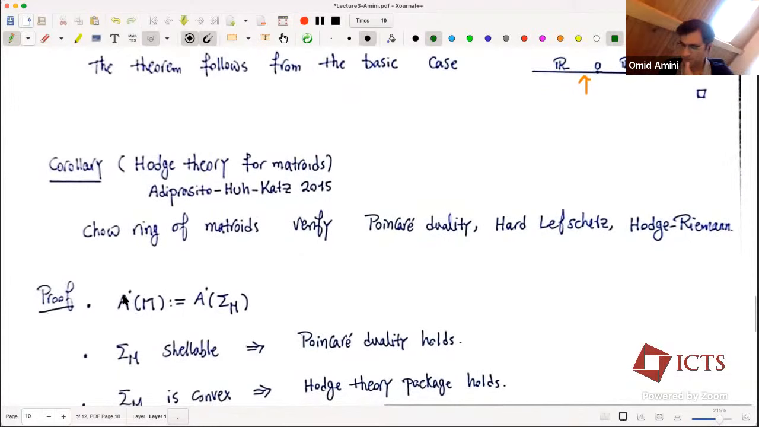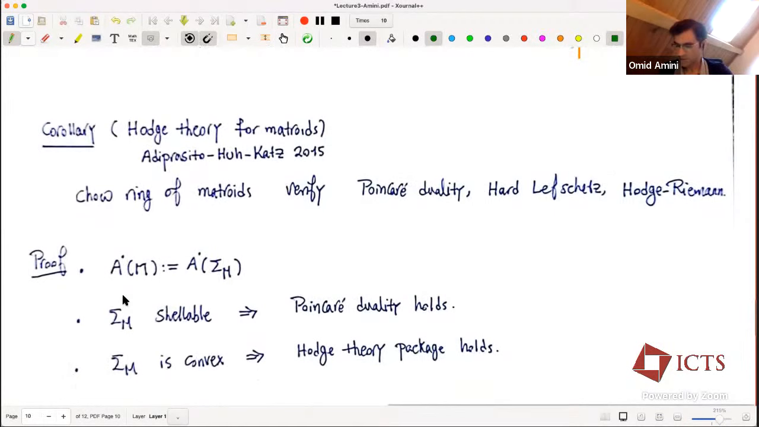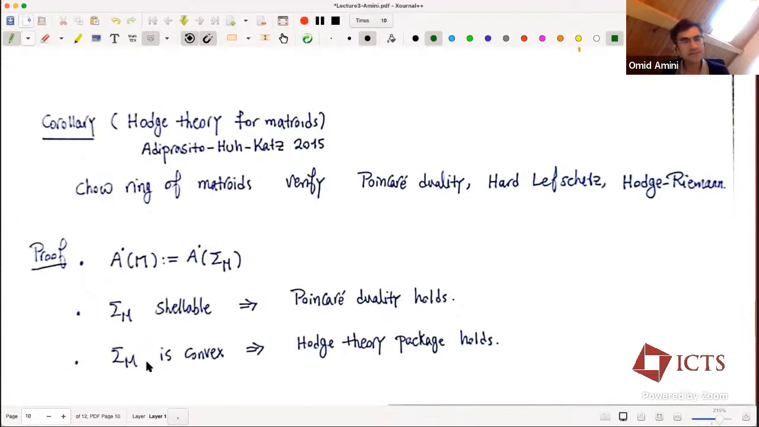I have to explain the proof, because we already saw that you can associate to a matroid a fan, which we denoted by sigma M. The first observation is that the definition of the Chow ring of the matroid is the same as the Chow ring of the corresponding tropical fan, so it's just a definition. The second observation is that sigma M is shellable. I didn't prove it, but as I told you, shellability of sigma M is a consequence of the operations of deletion and contraction in matroids. This gives you the Poincaré duality, and then you have to check that sigma M is convex. And sigma M is convex because it's a subfan of a projective fan which has full support.